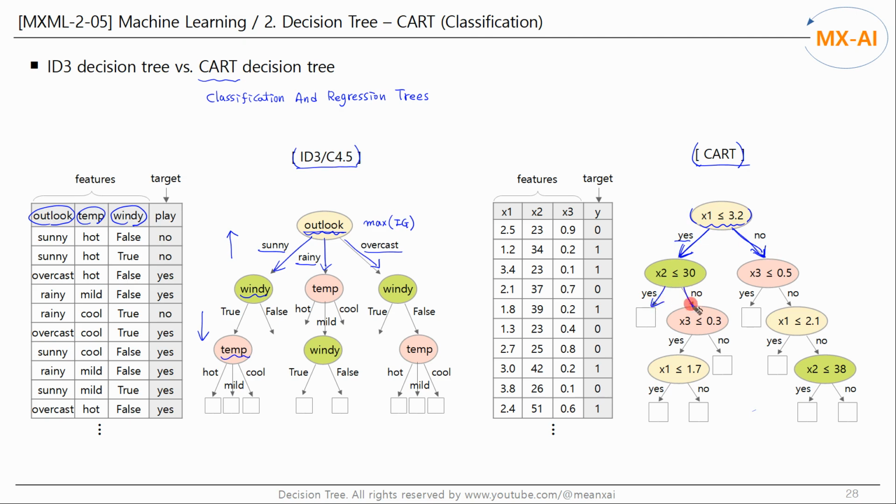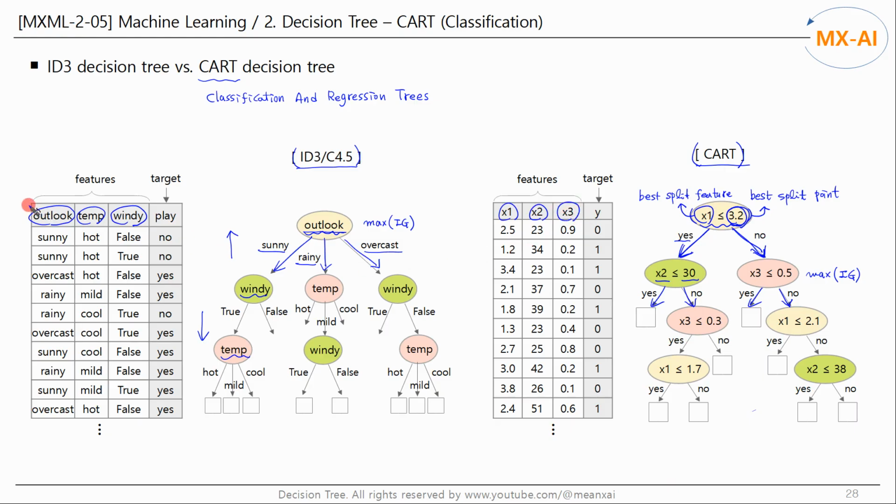CART performs binary splits at every node by selecting the best split feature and best split point with the greatest information gain, that is, with the greatest entropy reduction. This is the best split feature at this node. And this is the best split point. Since the best split point is a real value, CART is suitable for handling continuous features rather than categorical features.